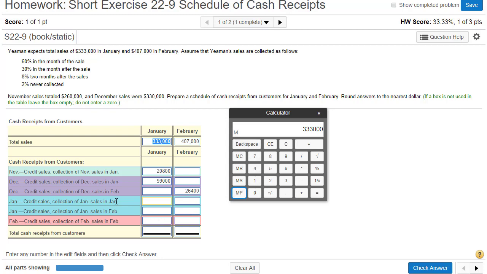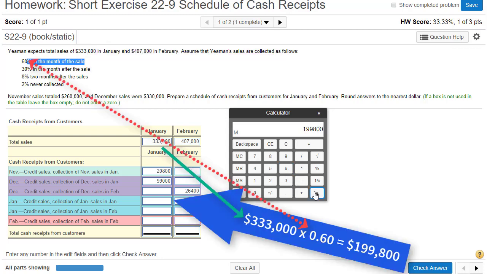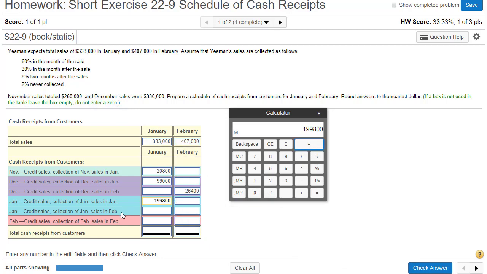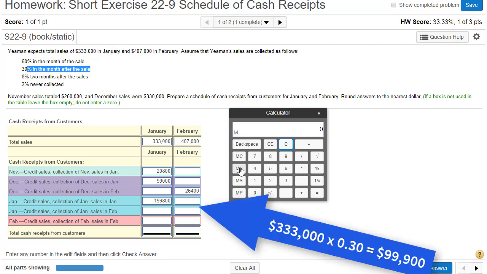So how many of January sales are going to be collected in January? Well, according to this up here, 60%. So we're going to multiply this times 0.6. Gives us 199,800. Next, how many of January's sales are going to be collected in February? Well, February is a month after, so that's 30%. So I'm going to clear. It's always important to clear. So instead of typing 333,000 again for January sales, I'm going to just get memory recall, which is the same as typing it, times 0.3. 99,900.